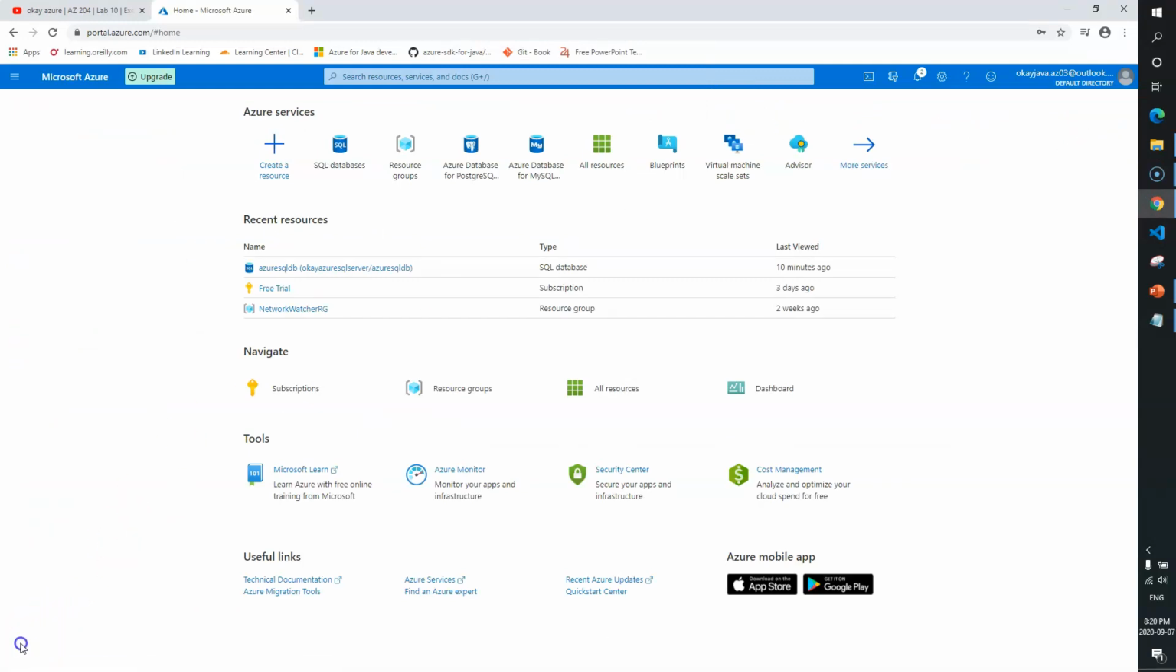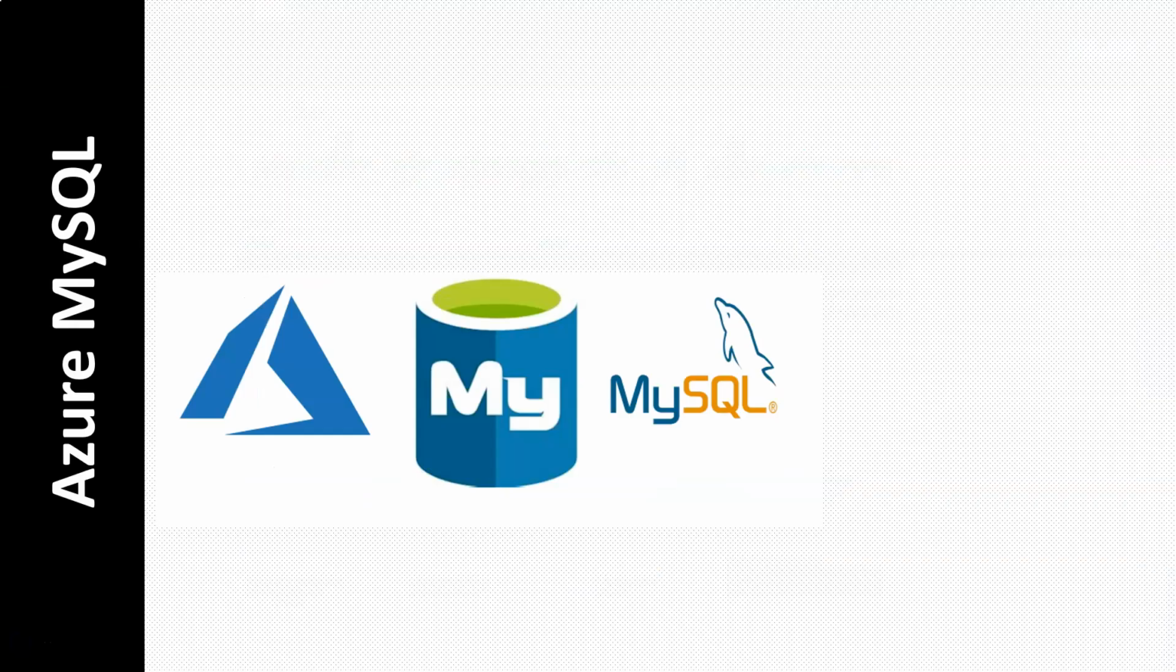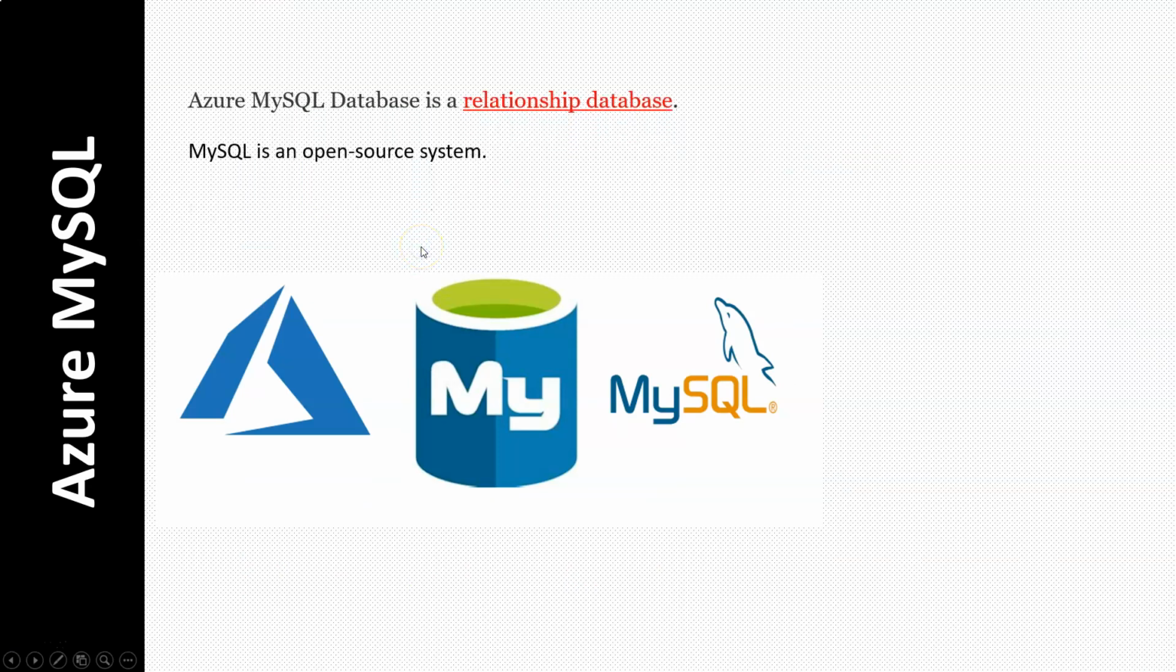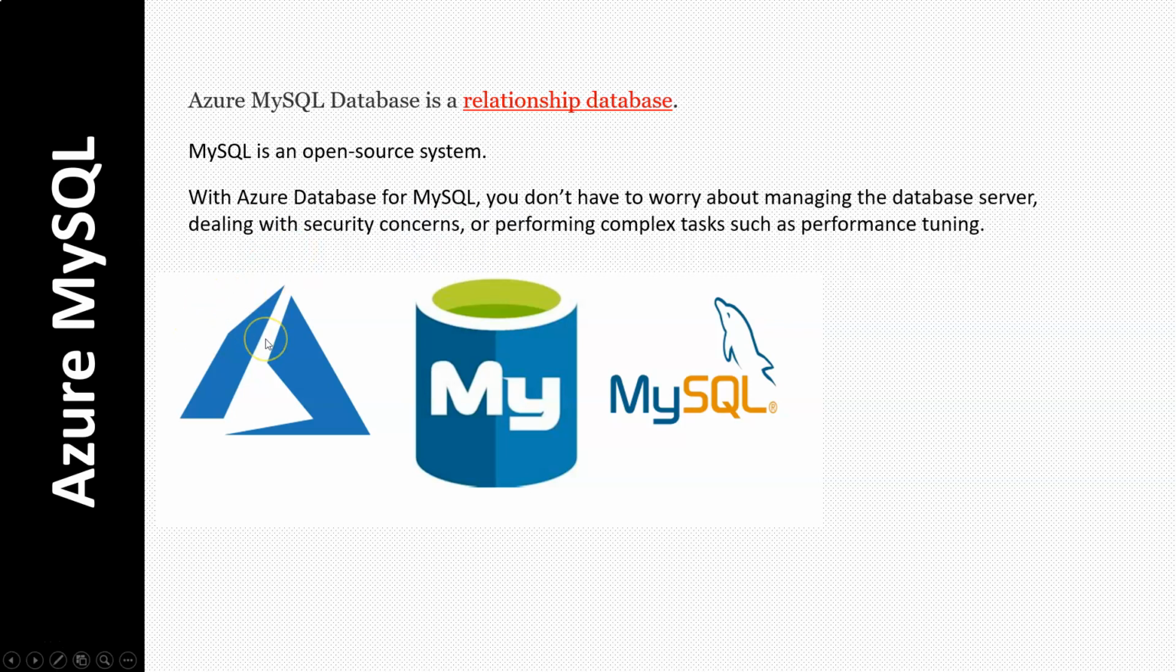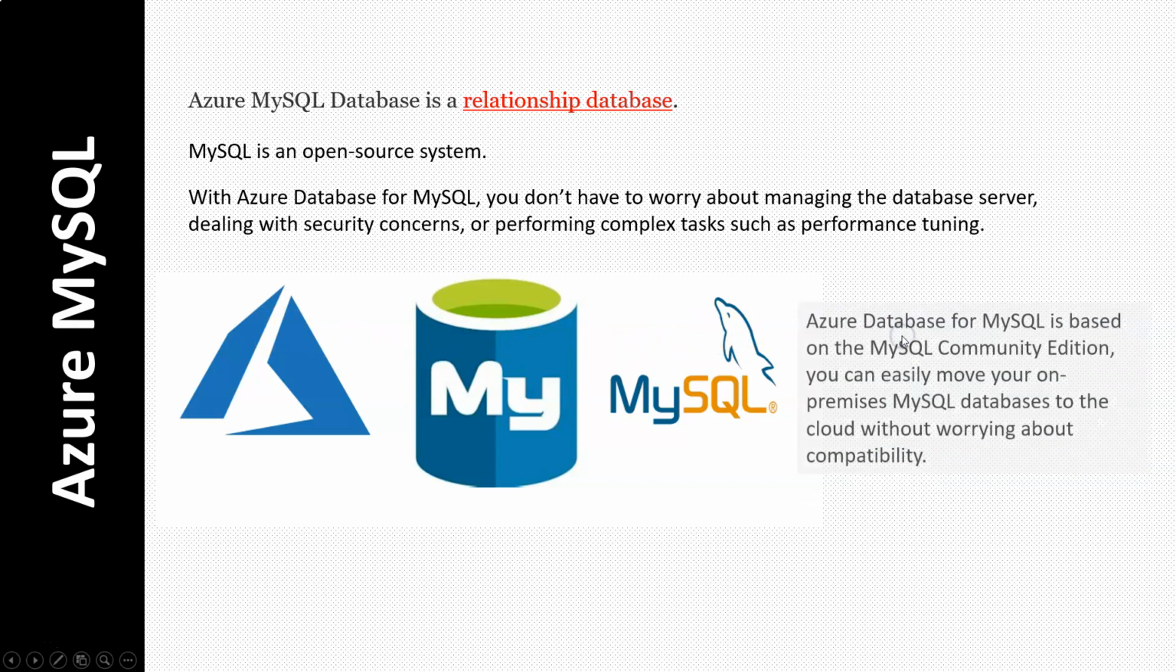Let's move forward. Now the next one is Azure MySQL database. MySQL is also a relational database. So you need to have a schema first, then you can create your tables, and then you can do whatever you want to do. Right? It is an open source database, and it is one of the most widely used open source databases. When you use Azure MySQL database, you don't have to worry about the underlying infrastructure. You just need to create your MySQL server, and then you start using it.